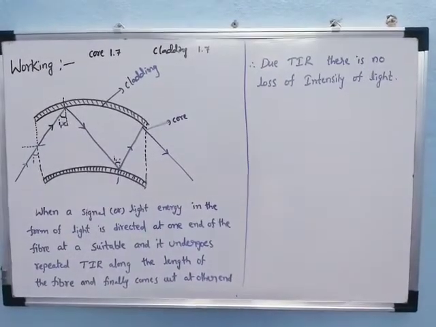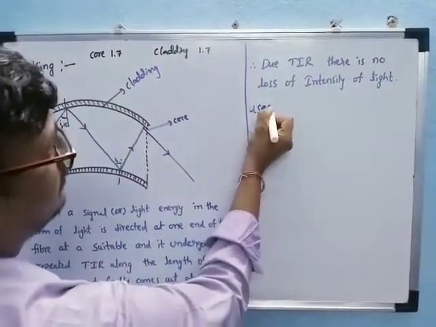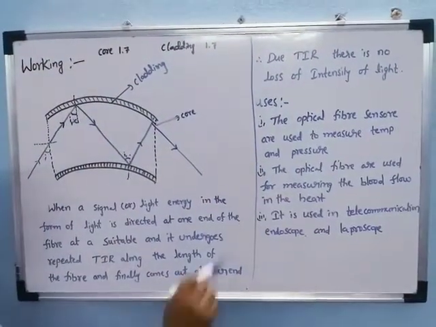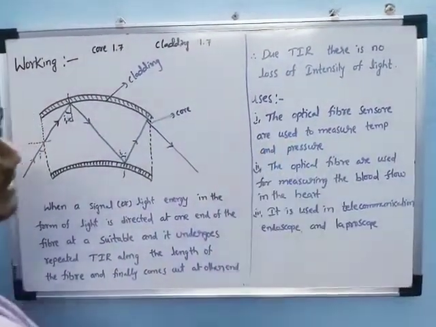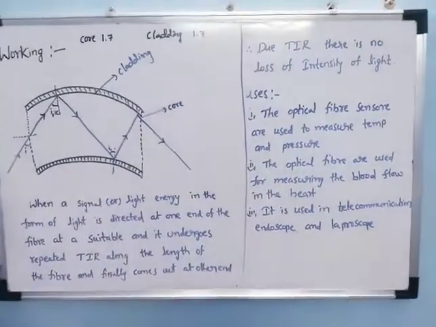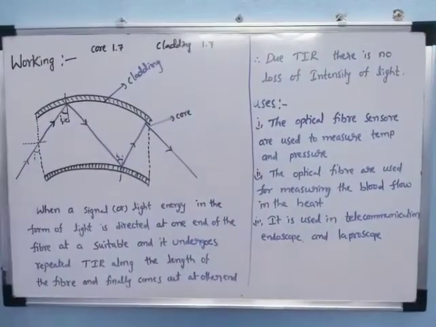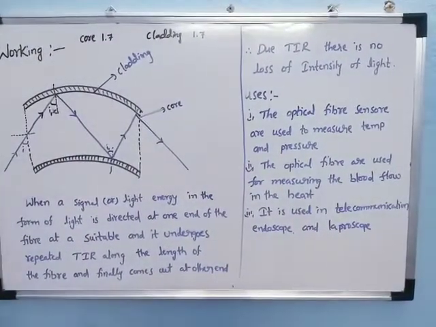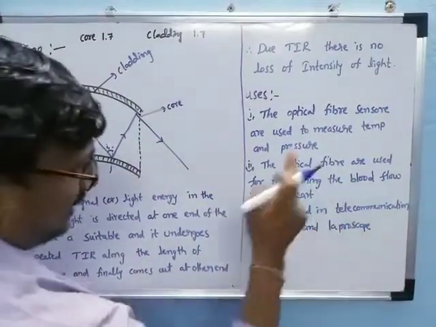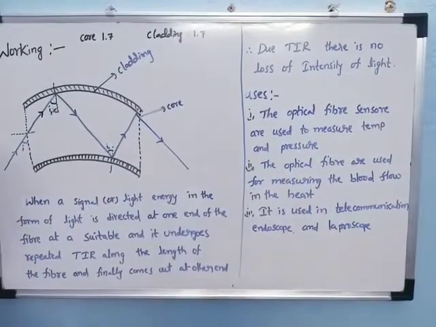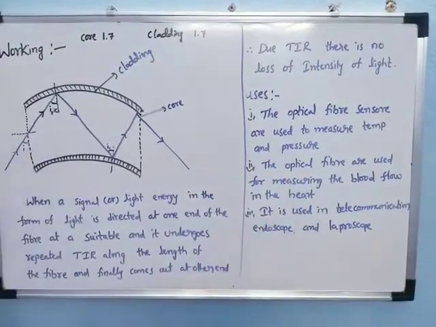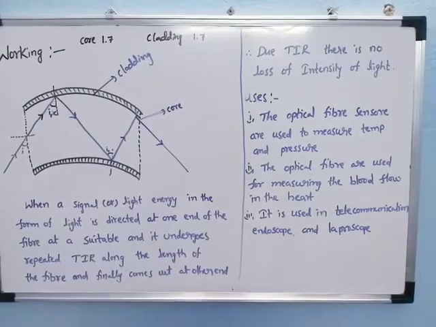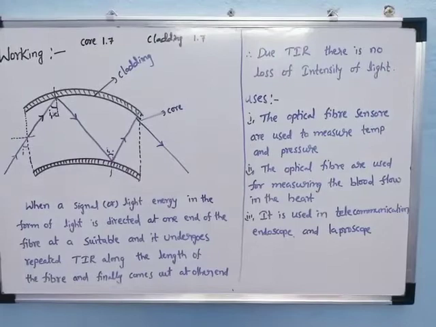Now the uses. Main uses of optical fiber. The first one: optical fiber sensors are used to measure temperature and pressure. Second, optical fibers are used to measure blood flow in the heart. Third, it is used in telecommunication, endoscope, and laparoscope. These are the main uses of optical fiber.